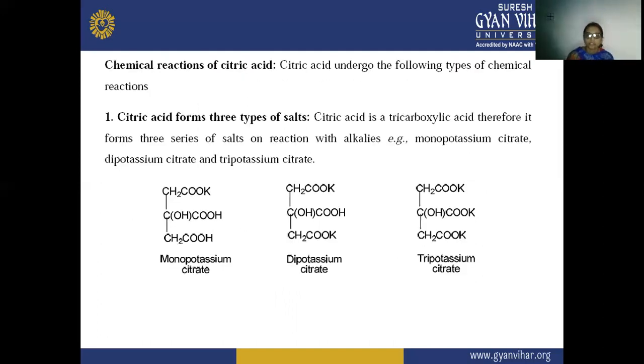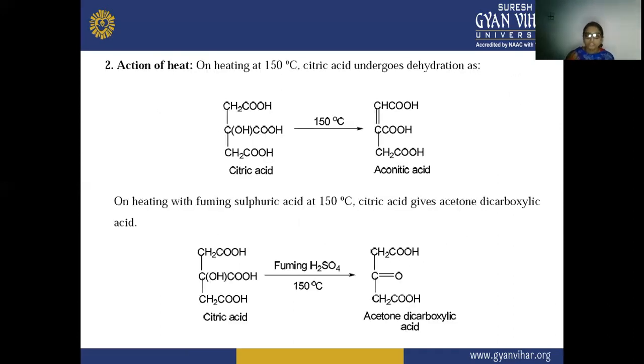Then the chemical reactions. The first chemical reaction is citric acid forming 3 types of salts. Citric acid is a tricarboxylic acid, therefore it forms 3 series of salts, that is monophosphate citrate, diphosphate citrate, and triphosphate citrate. Now the action of heat. On heating at 150 degrees centigrade, citric acid undergoes dehydration, and there is a formation of aconitic acid. And by heating with fuming sulfuric acid at 150 degrees centigrade, citric acid gives acetone dicarboxylic acid.